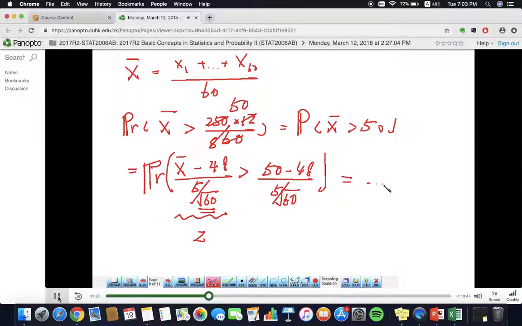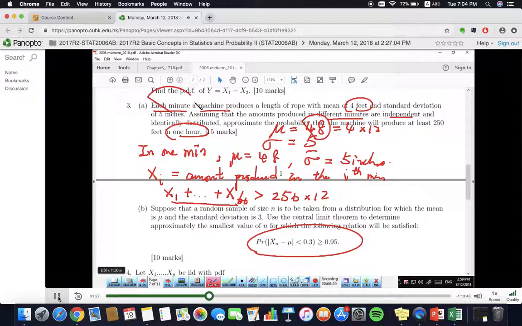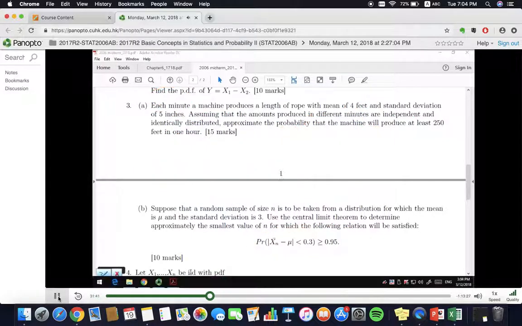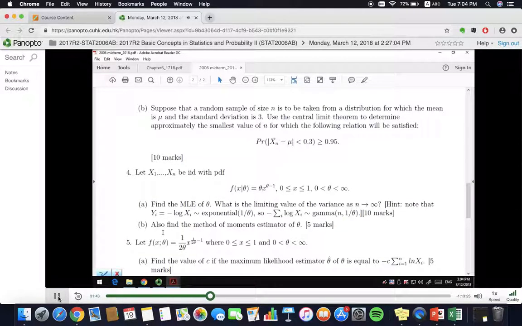So it's pretty standard. The only thing you have to do is to understand the question, to pay attention to the question here. Each minute produces this amount, and you are asked to find out what is the total over an hour. OK, got it? Nothing special here. So how about this one?